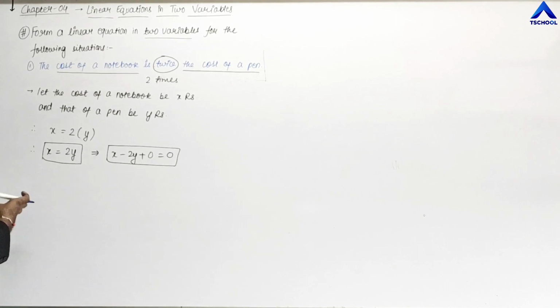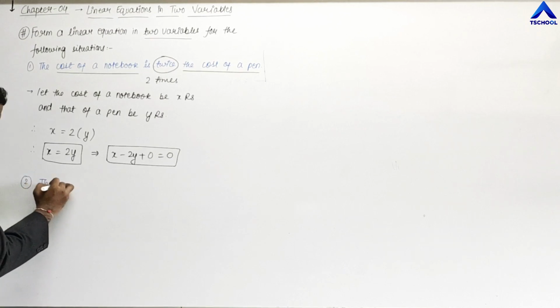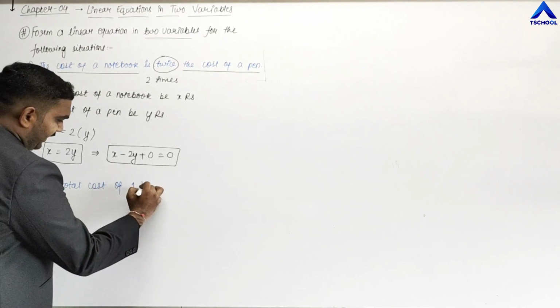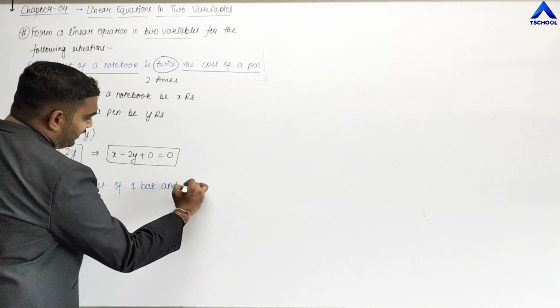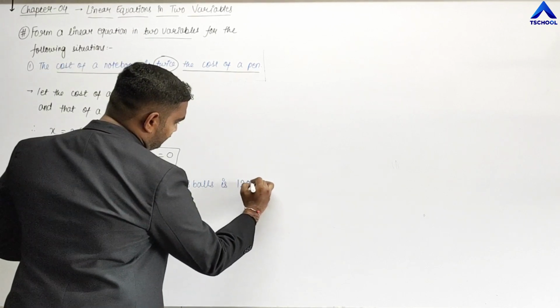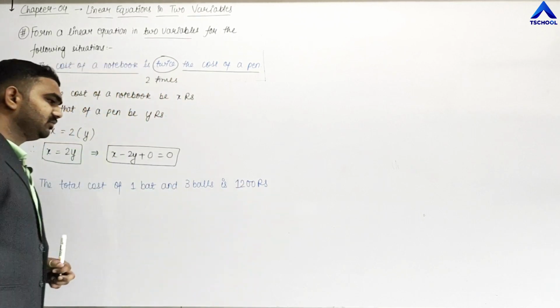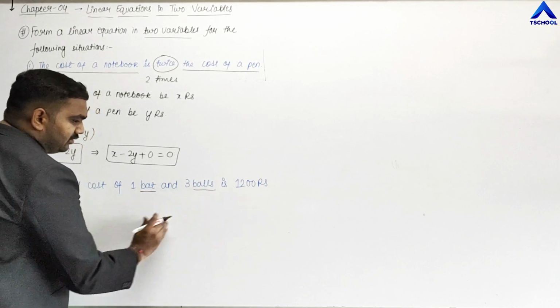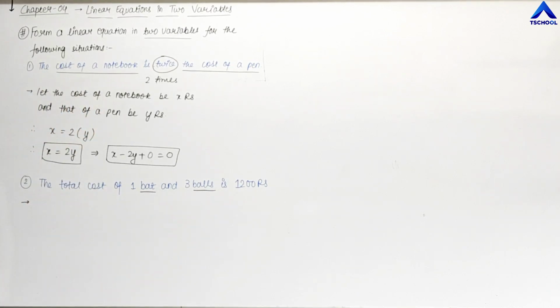Okay, let me write down one more example. The total cost of one bat and 3 balls is 1200 rupees. So again, if I want to find the equation for the situation, first of all, how many items do we have? That is a bat and a ball. So we are going to take different variables for both of them.